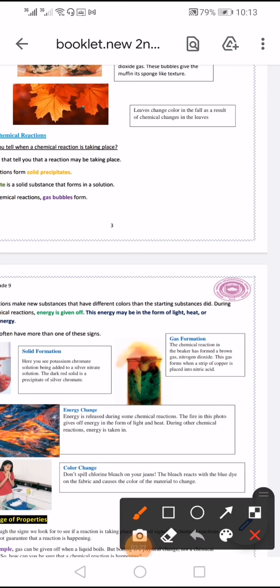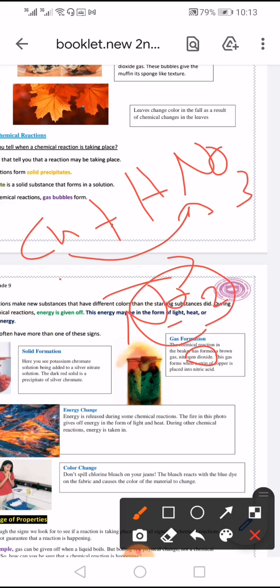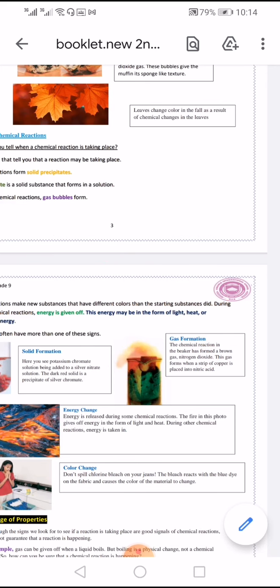Gas formation. The chemical reaction in the beaker has formed a brown gas, nitrogen dioxide. This is gas formed when a strip of copper is placed into nitric acid. We have copper plus nitric acid placed in a beaker. So copper reacts with nitric acid and forms nitrogen dioxide. Nitrogen dioxide is in the form of a gas and gives a brown gas like this. So this is a sign of chemical reaction, a sign that nitrogen dioxide formed.